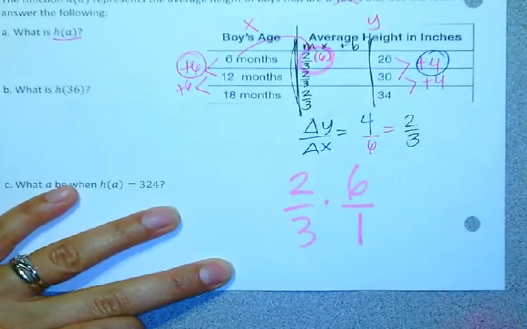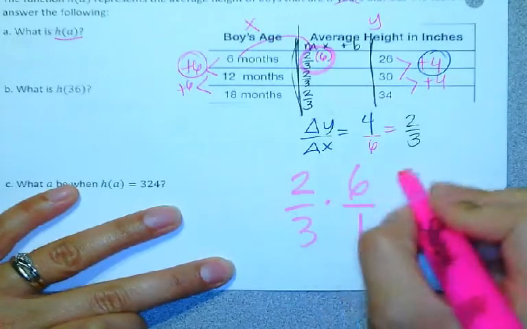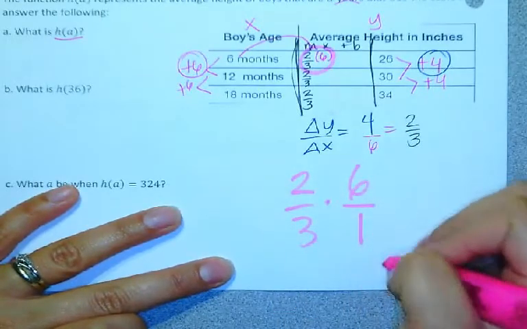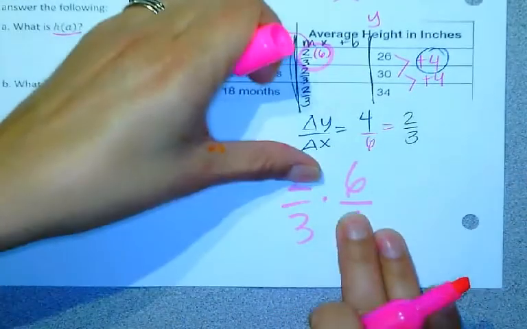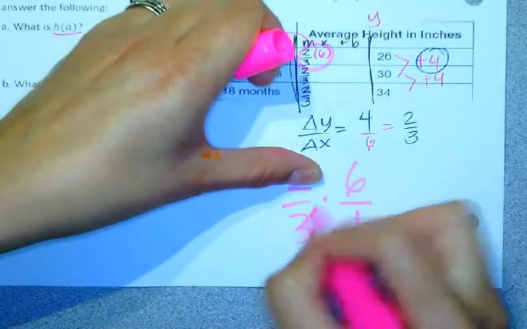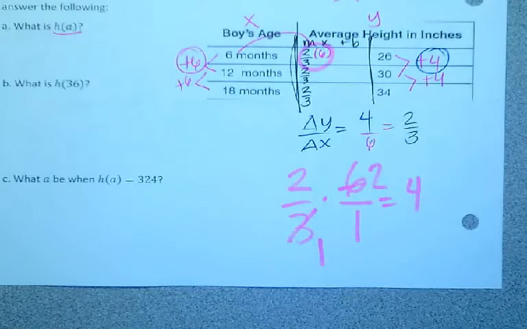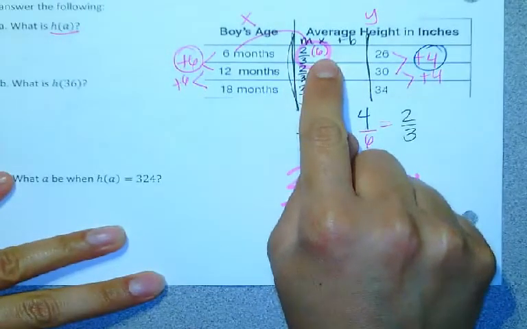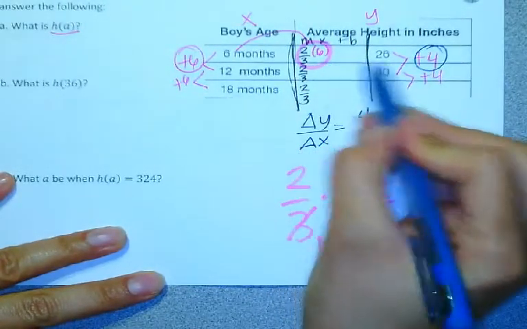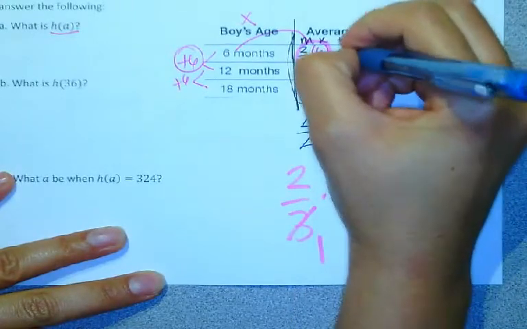Here you can multiply across, like 2 times 6 is 12, and then 3 times 1 is 3, and then divide. Or you can simplify diagonally here by 3. You get the same answer of 4. So we know that 2/3 times 6 is 4. And then how do I get from 4 to 26? Well, I have to add 22.